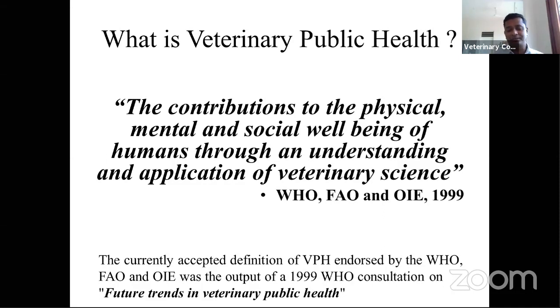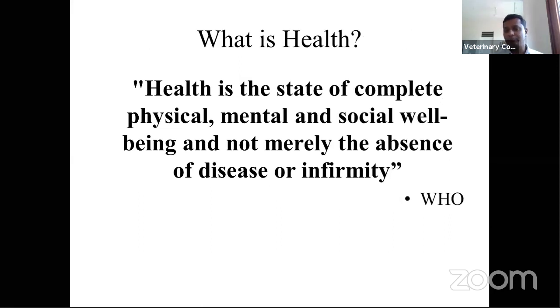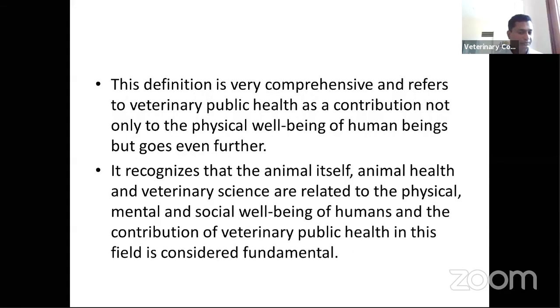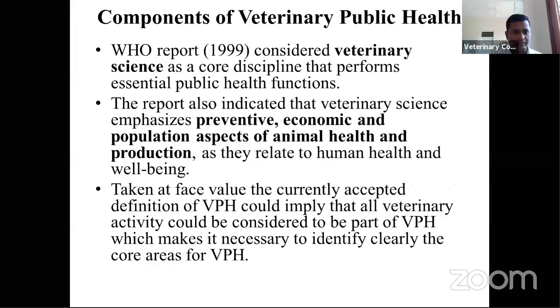The first half of the definition deals with the definition of health, which has been defined by WHO: a state of complete physical, mental, and social well-being, and not merely the absence of disease or infirmity, is health. And you see this, contributions to this health, what is that? Physical, mental, and social well-being of humans. Through what? Through understanding and application of veterinary science is veterinary public health. All those contributions to human well-being, human health, through the contributions from animal science or veterinary science, you call it veterinary public health. This is the very recent definition that has been adopted by the three tripartites, the FAO, the WHO, and the OIE. This is what veterinary public health means.